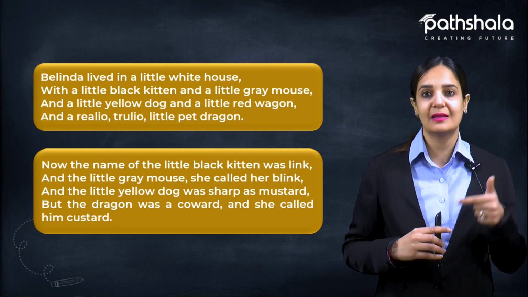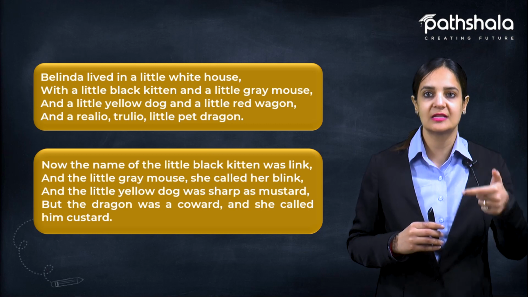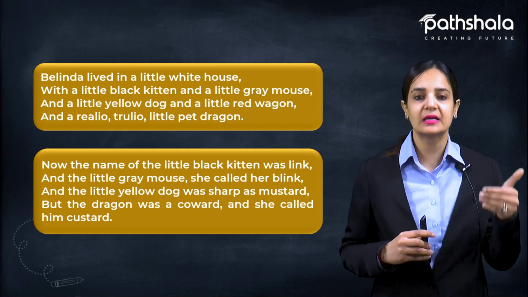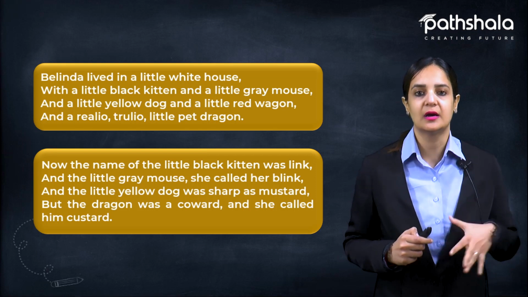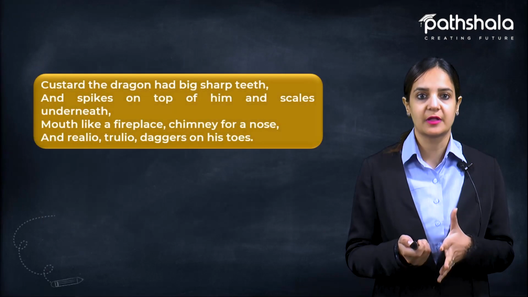And now see, the names are also rhyming: Ink, Blink, Custard, Mustard. Again the poet is creating a rhyming effect in order to attract the readers. Moving on to the next paragraphs now.